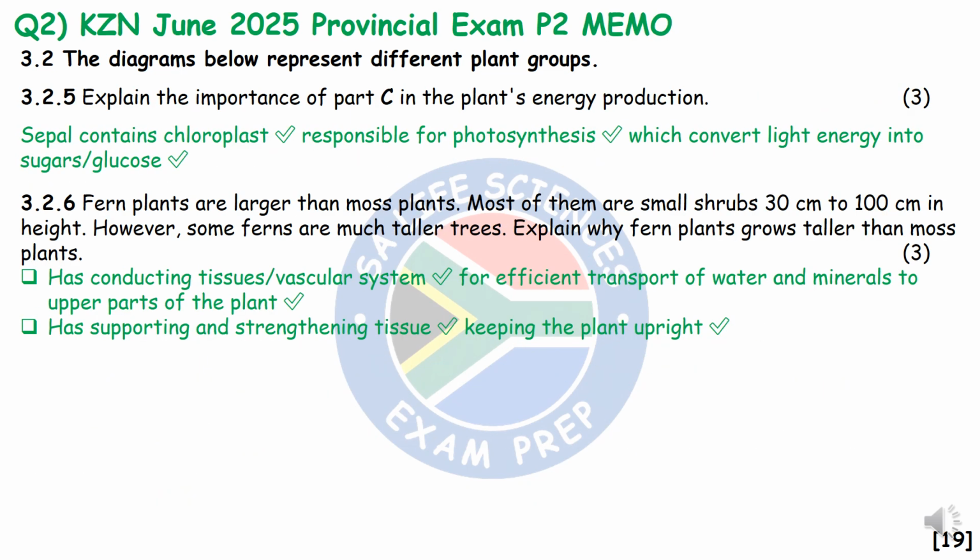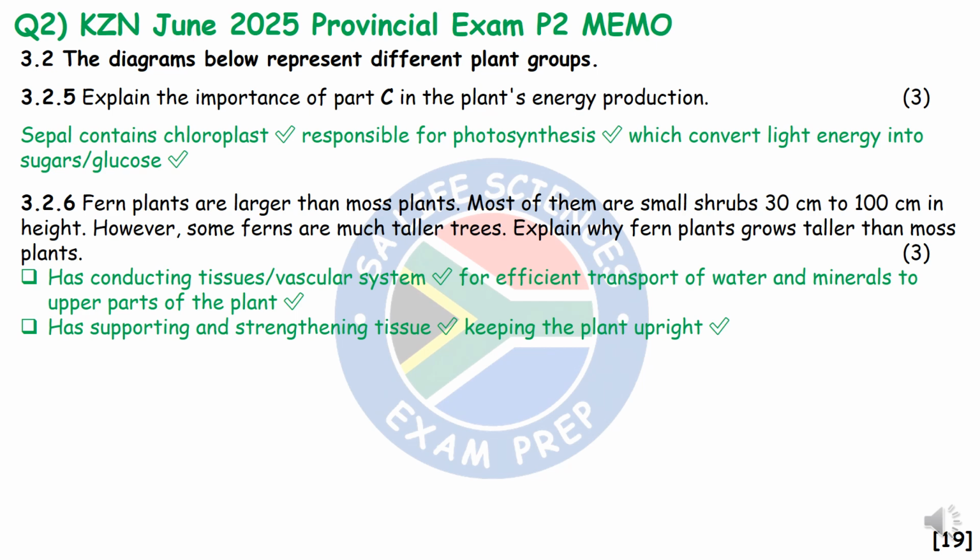Question 3.2.5 says, explain the importance of part C in the plant's energy production. So the sepal, which is right below the flower, contains chloroplasts. Chloroplasts are responsible for photosynthesis, which convert light energy into glucose. So for this question, you have to refer to 3 different things. Also, you have to have knowledge of photosynthesis.